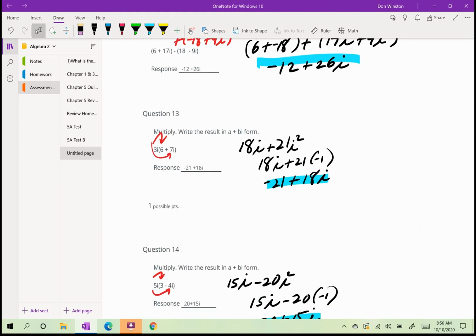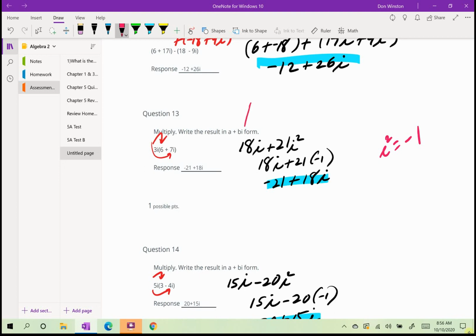Number 13, we multiply. We distribute the 3i, so 3i times 6 is 18i, and then 3i times 7i is 21i squared. And remember, i squared is equal to negative 1. So we have 18i plus 21 times negative 1, or negative 21 plus 18i. And we always write that in a plus bi form. Real part first, imaginary part second.